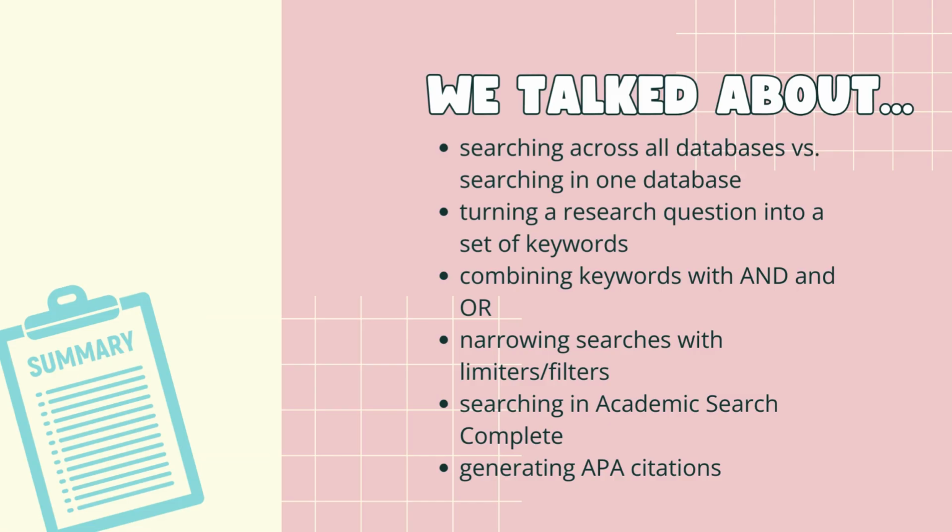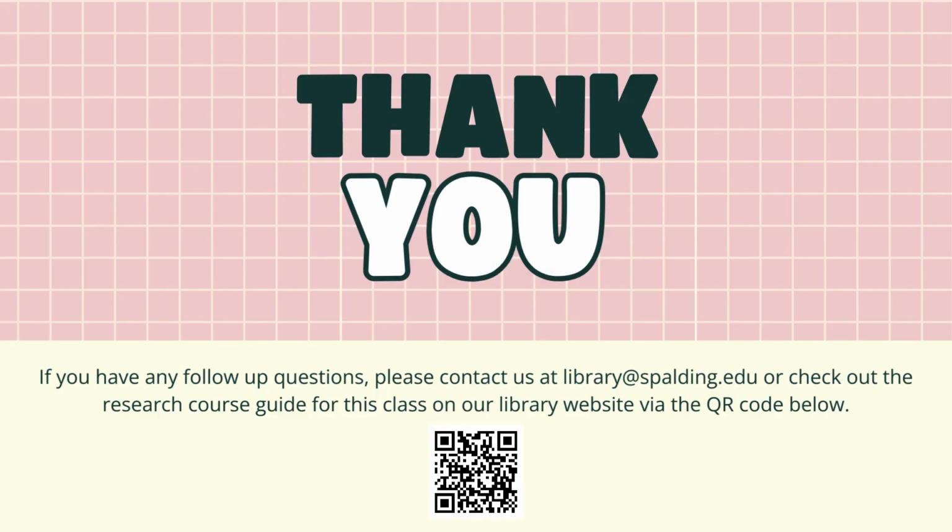So, a brief summary of what we talked about. We talked about the differences between searching across all databases in Discover Eagle versus searching in one particular database. We went over how to turn a research question into a set of keywords, as well as how to combine keywords using the AND and OR tools. We narrowed our search with certain limiters, specifically the geography limiter. We used the database Academic Search Complete to conduct a keyword search, and then we used Academic Search Complete to generate an APA-style citation. If you have any questions on using library resources, you can email library@spalding.edu.